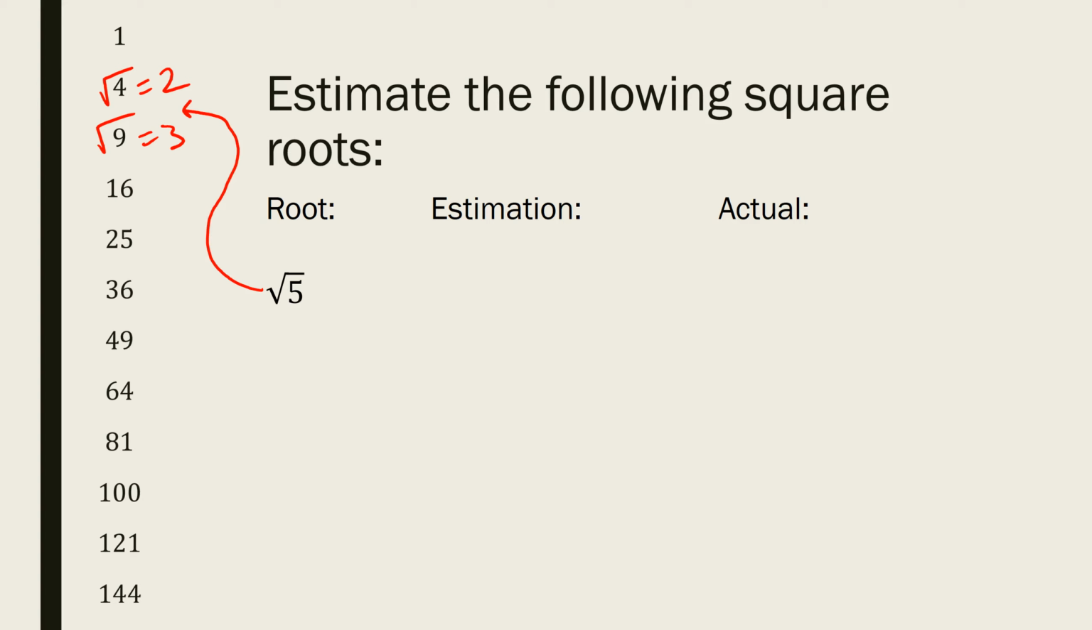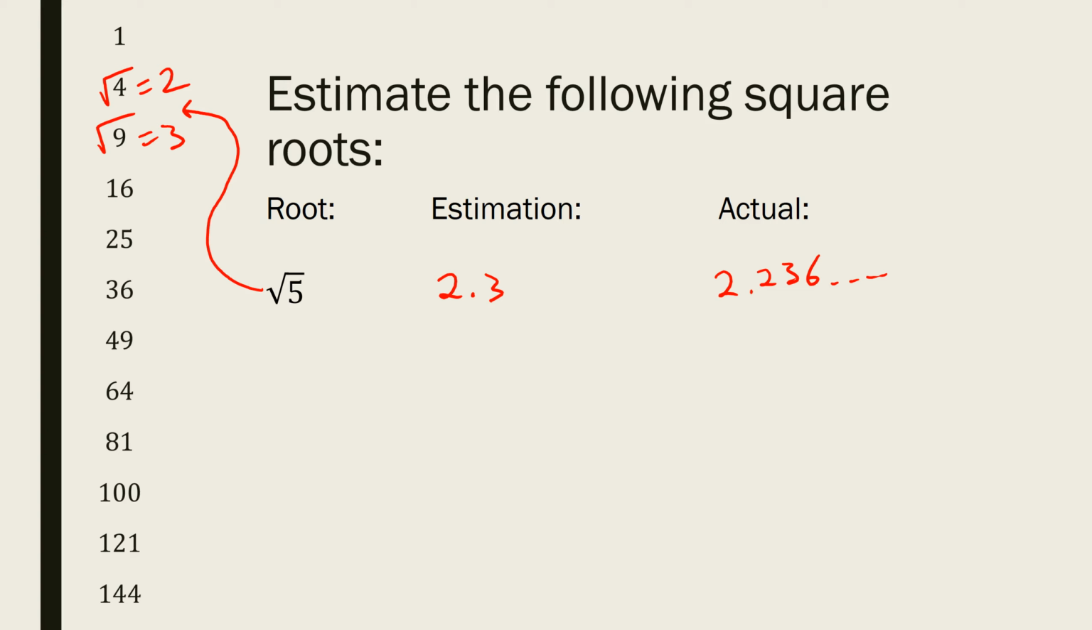Because the square root of 4 is 2, the square root of 9 is 3. I know that the square root of 5 is somewhere in between the square root of 4 and the square root of 9. So it's got to be in between 2 and 3. I'm going to estimate, let's go 2.3. And if I plug this into my calculator, the actual square root of 5 is 2.236, blah, blah, blah. It goes on from there. So I was pretty close.